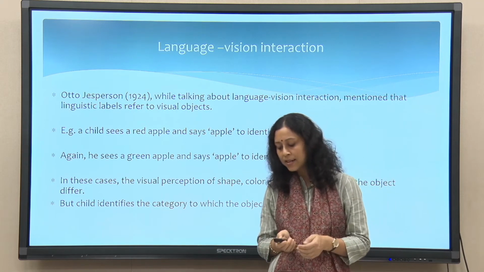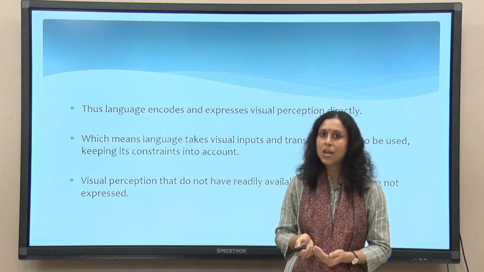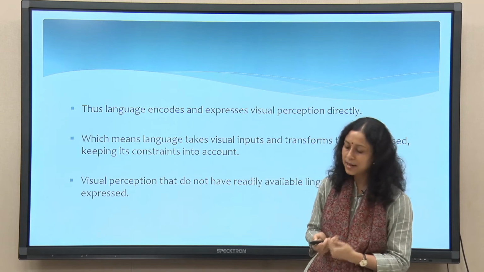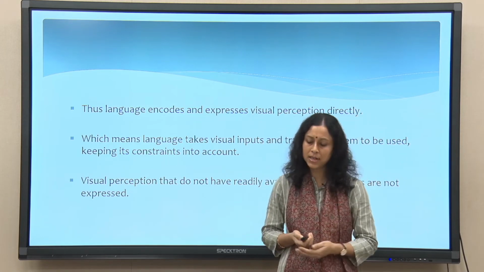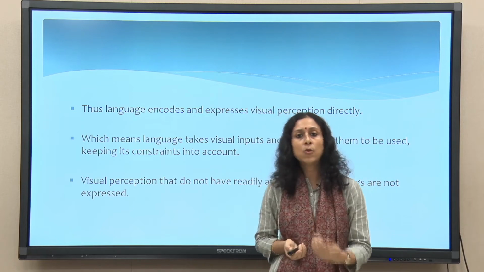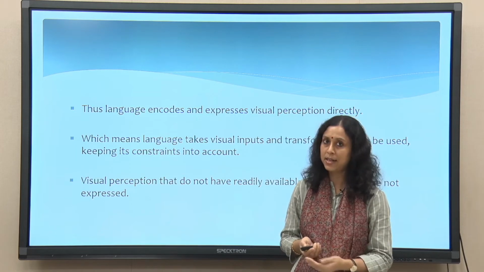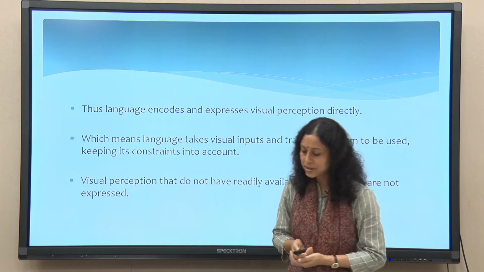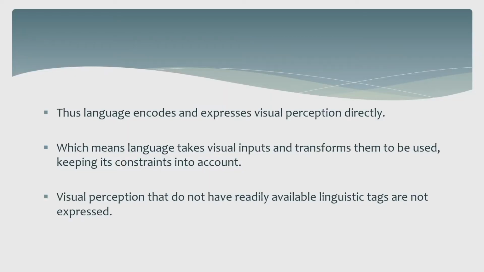So, he says the child identifies the category to which the object belongs. All the other complexities are for the time being maintained, but not used at the overt level. Thus, language encodes and expresses visual perception directly. In fact, this is where a lot of cultural differences also occur, which we have already seen, which means that language takes the visual inputs and transforms them to be used, keeping its constraints into account. Constraints as in the other features: the green apple can be eaten in a particular way, the red apple can be eaten in a different way, and so on. All those things are also there. However, the labeling depending on the categorization is how it works.